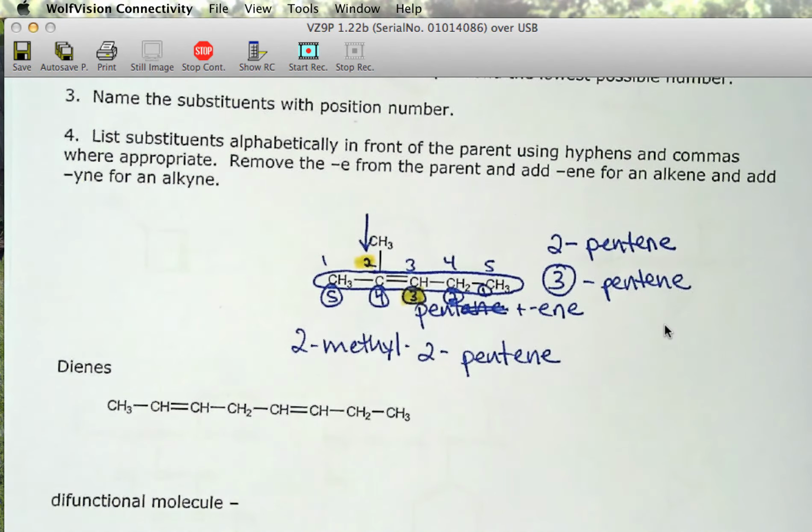So with alkenes and with alkynes, you now have to have a number in front of your parent. Whereas before, if it was just 2 methyl pentane, you wouldn't have to have a number.